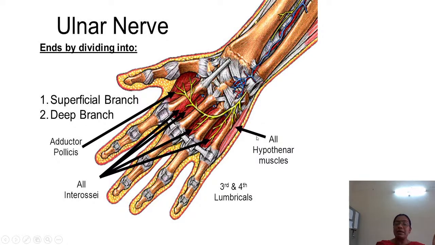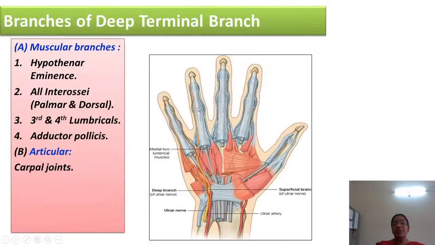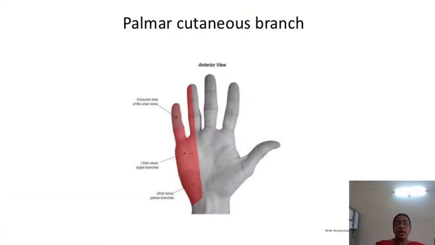So the deep branch is supplying the hypothenar muscles, third and fourth lumbricals, palmar and dorsal interossei, along with the adductor pollicis, the oblique and transverse heads, supplied by the deep branch of the ulnar nerve. So when you see the muscular branches as we have discussed, it supplies the hypothenar muscles, palmar and dorsal interossei, third and fourth lumbricals, and adductor pollicis. It gives articular and also vascular branches.